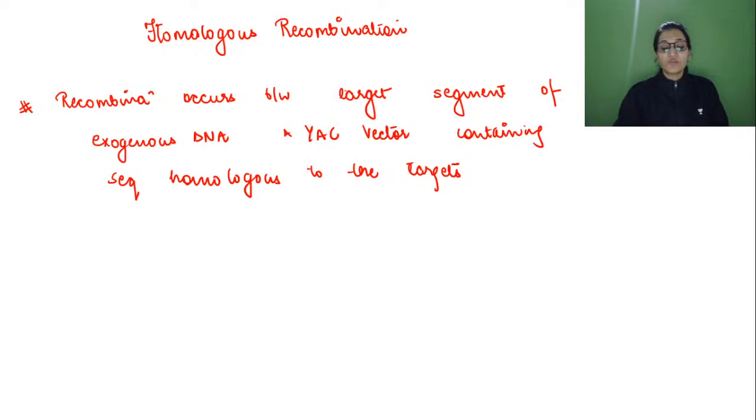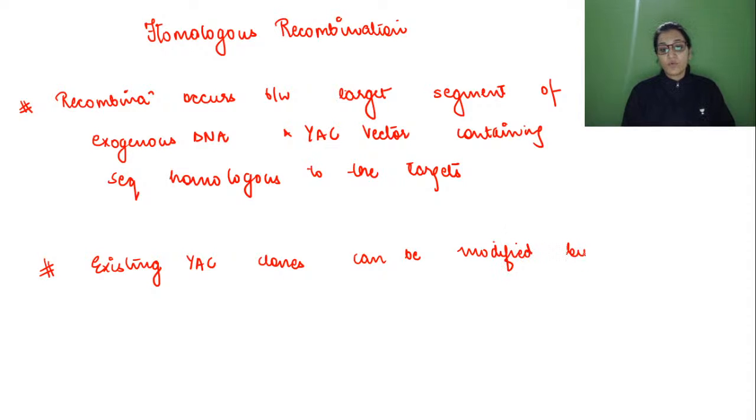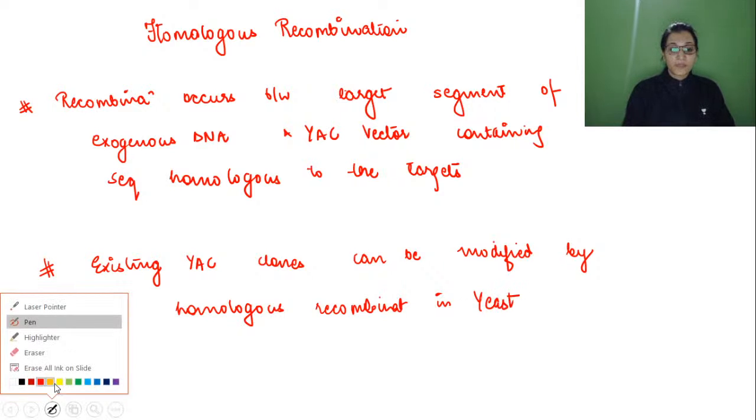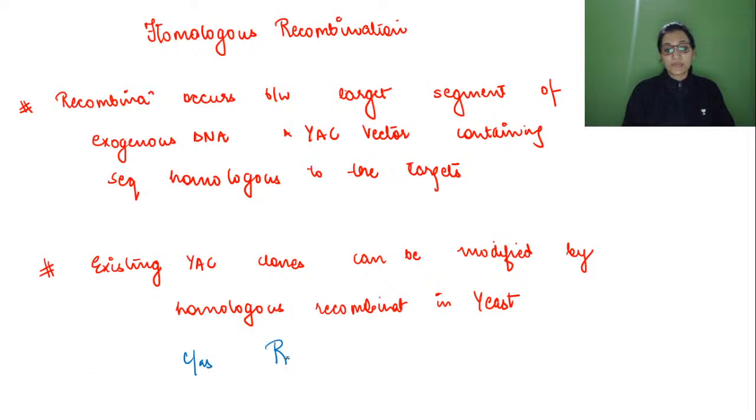Now, modifying yeast artificial chromosome by homologous recombination is also possible. Existing YAC clones can be modified by homologous recombination in yeast, and this process is called retrofitting. So existing yeast artificial chromosome clones can be modified by homologous recombination in yeast, and this is called retrofitting. So we'll write another word, retrofitting.